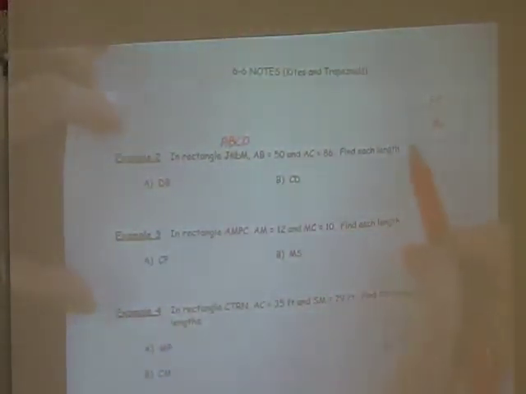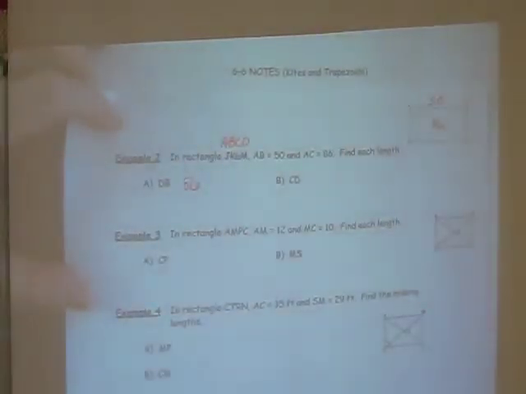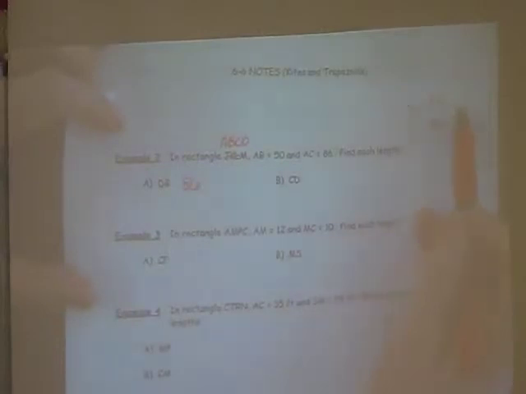First of all, we need to find the length of DB, which is the diagonal. Diagonals are congruent, so that diagonal is also 86. And opposite sides are congruent. AB is 50. CD will also be 50.